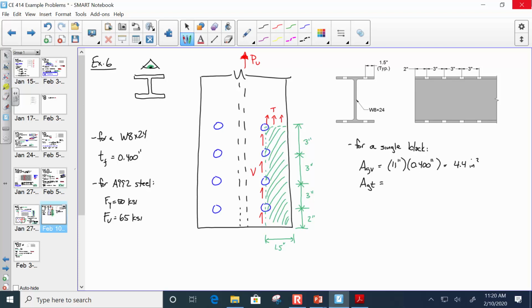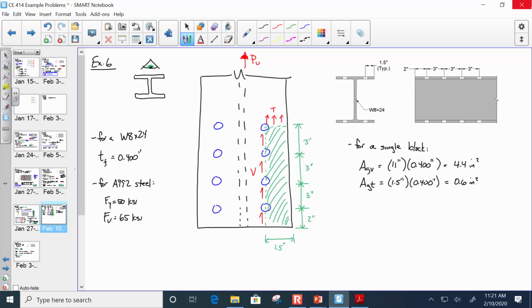So help me out. If that's the gross area in shear, what about the gross area in tension? It's not 0.4 times 11. It's 0.4 times what? 1.5. 1.5, exactly. This isn't so bad, is it? It's the same principles as before. If you actually look at the equation, the gross area in tension does not pop up at all. But in order to compute the net area in tension, you need the gross area in tension, so you might as well compute it anyways. Everybody with me on this?